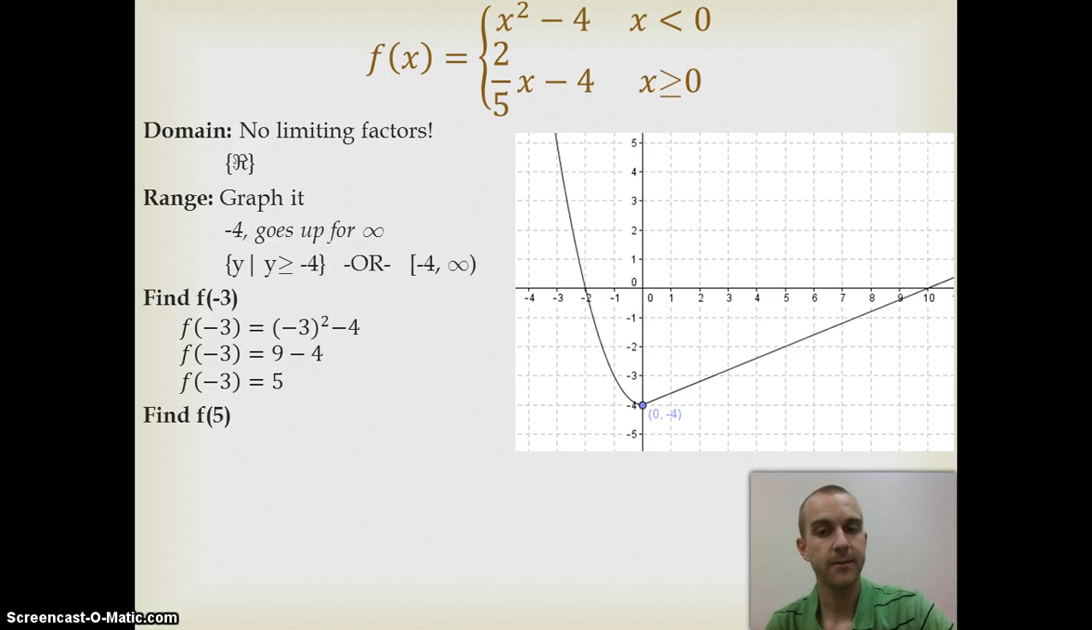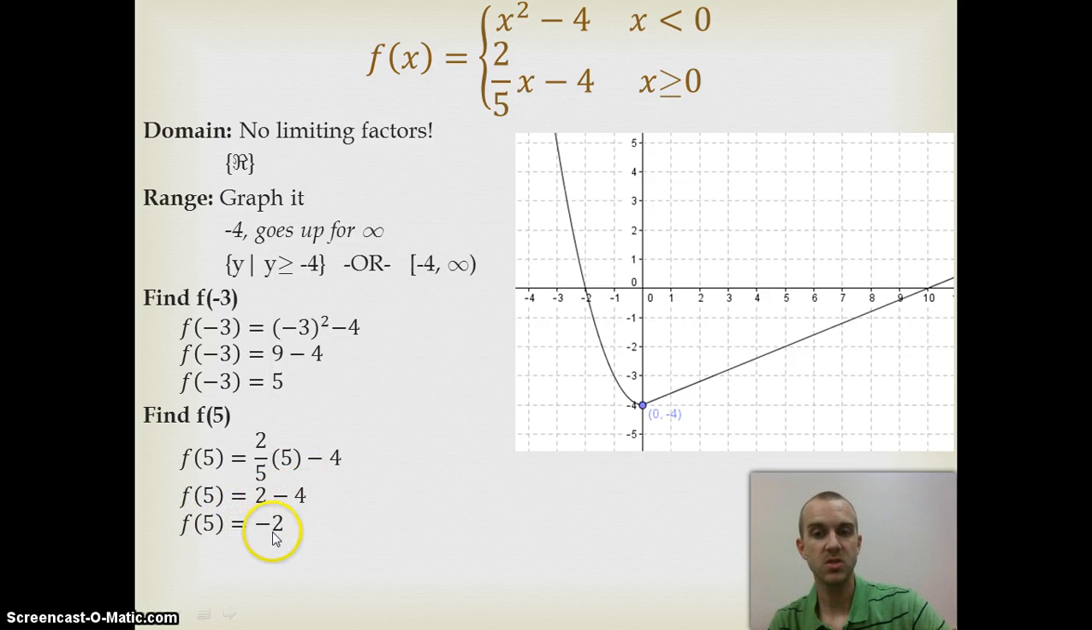Say I want to do f of 5. So 5 is greater than 0, so I would be using the second equation. So f of x equals 2/5 x minus 4. I plug in a 5, I simplify and get 2 minus 4, so f of 5 is -2. And (5, -2) right here, again, the point shows up correctly on my graph.